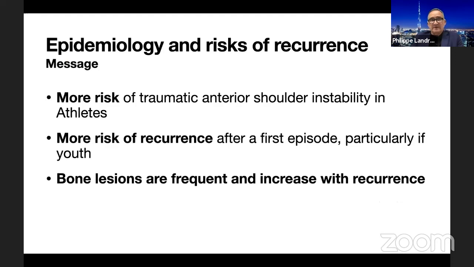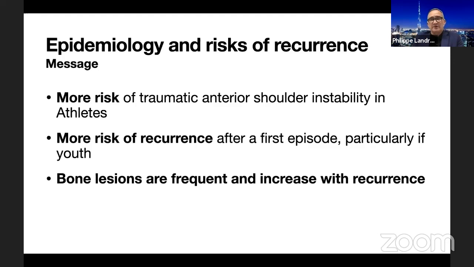So the conclusion for the epidemiology and risk of recurrence chapter, I would say, definitely there is more risk of traumatic anterior shoulder dislocation and instability in athletes. There is more risk of recurrence after an episode in the athletic population, particularly if we talk about the overhead and if it is collision and contact. And besides that, the bone lesions are frequent and increase with recurrence. So it's important, I believe, to take all these things into consideration to have a sort of full picture of what happens in the athletic population.